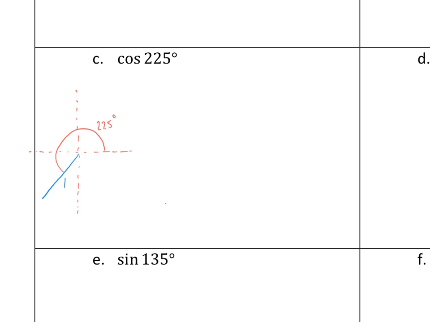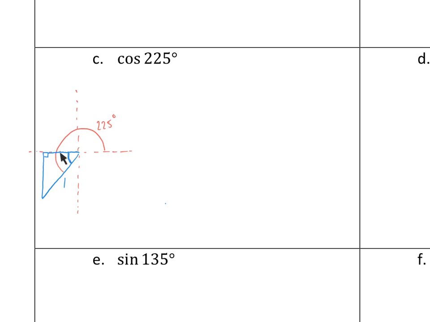So now we're going to build a special right triangle like we've done in the past, back to the x-axis. And that 225 degree angle tells us a lot about this triangle. We know that it has a radius of 1, but what we don't really know is what these angles are inside of this triangle. So what we're going to do is identify this angle here, which also is just a reference angle for 225 degrees.